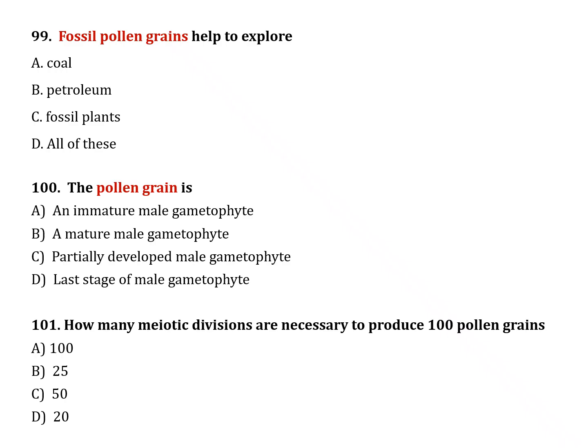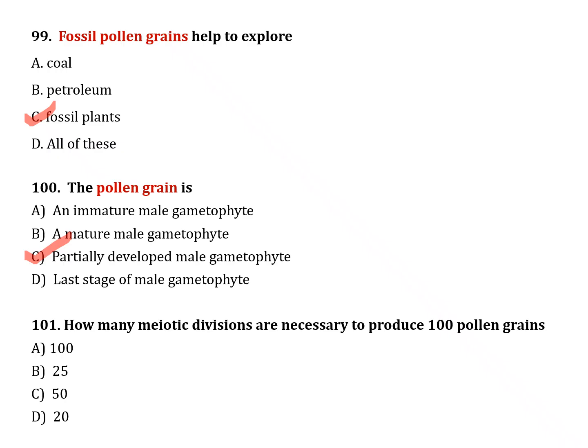The next question, number 99. Fossil pollen grains help to explore: option A coal, option B petroleum, option C fossil plants, option D all of this. Correct answer is option C, fossil plants. The next question, number 100. The pollen grain is: option A an immature male gametophyte, option B a mature male gametophyte, option C partially developed male gametophyte, option D last stage of male gametophyte. Correct answer is option C, partially developed male gametophyte.